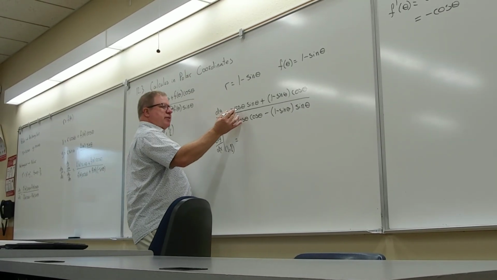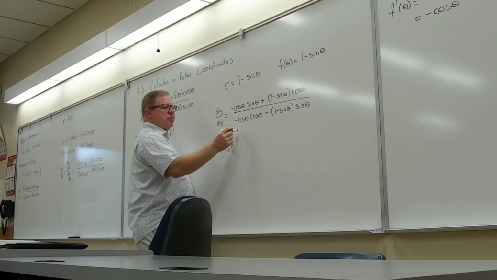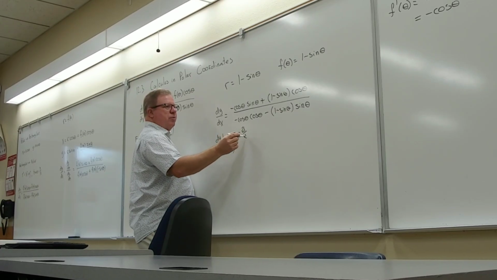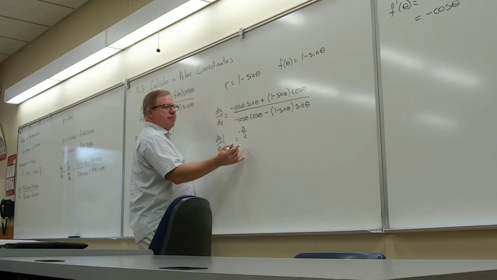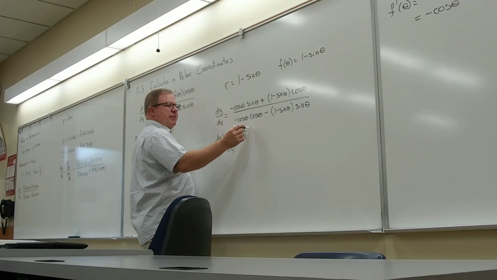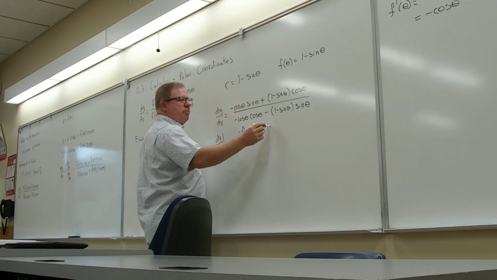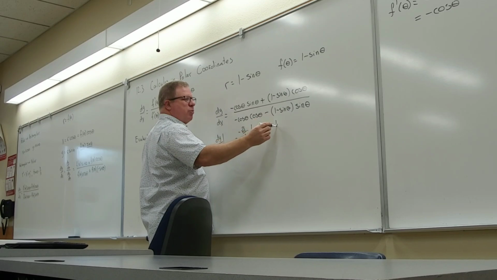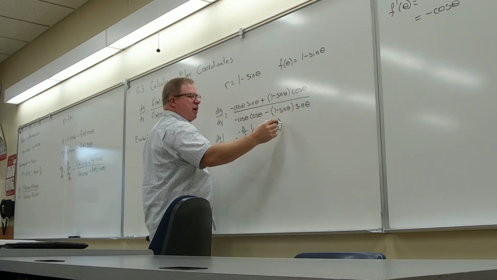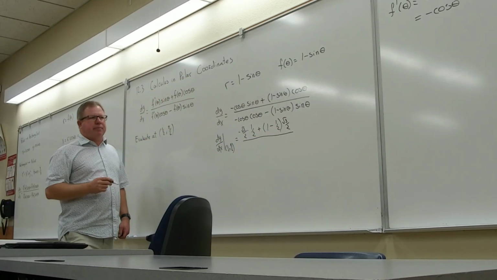What is cosine of pi over 6? Root 3 over 2. So we have negative root 3 over 2 times sine of pi over 6. Your unit circle: 1/2. Plus, parentheses, 1 minus sine of pi over 6, that's 1/2 again, times cosine pi over 6, root 3 over 2 again. All right, there's the numerator.